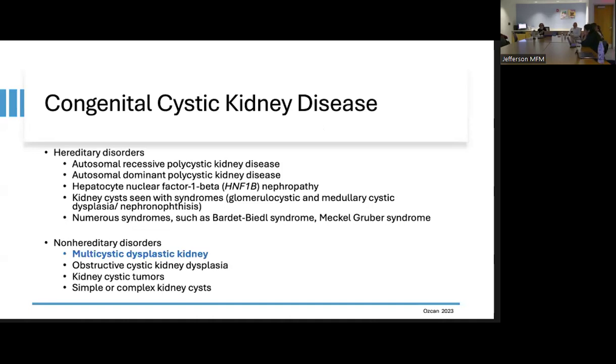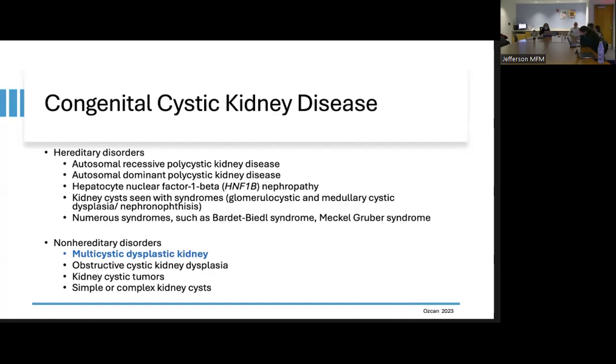So when we talk about congenital cystic disease in general, there are multiple ways you can subclassify these cystic findings, but the one I found most helpful was separating them into hereditary disorders and non-hereditary. When we're talking about hereditary disorders, we're thinking autosomal recessive polycystic kidney disease, autosomal dominant polycystic kidney disease, hepatocyte nuclear factor 1 beta nephropathy, and kidney cysts seen with syndromes. There are a number of hereditary syndromes, and I list a few of them.